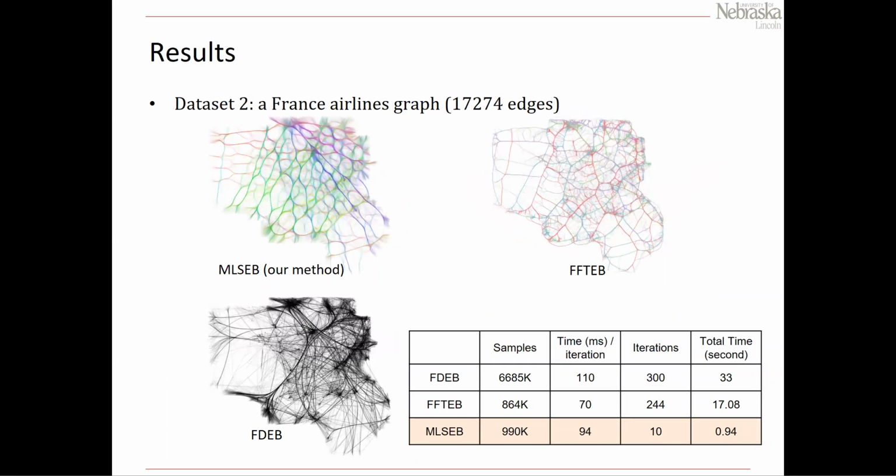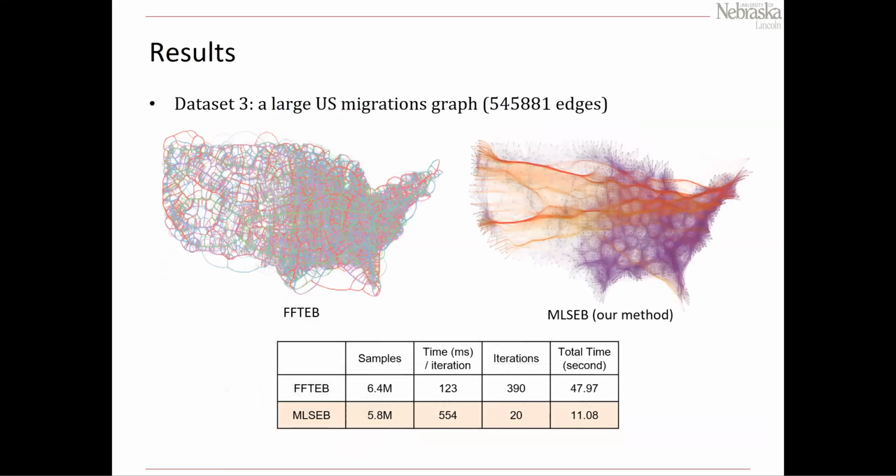And this is another data set, the France airline data set, which has 17,000 edges. Again, using our method, we only take sub-second time to generate our result. Given the lower complexity, the run time of the algorithm can also be significantly reduced. This is a large US migration graph containing 0.5 million edges. And again, our time is only a quarter of the fast Fourier transformation algorithm.